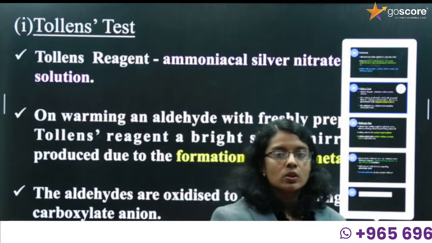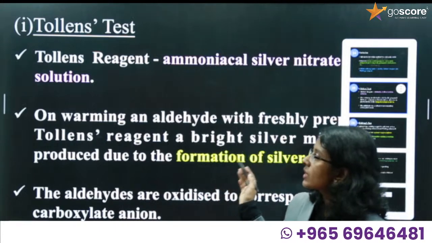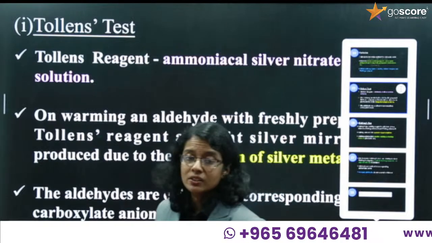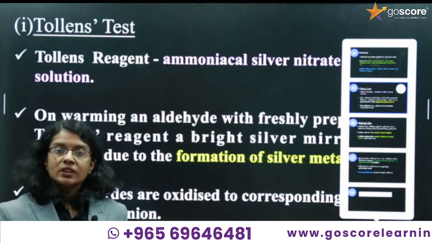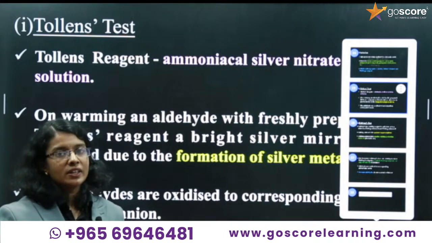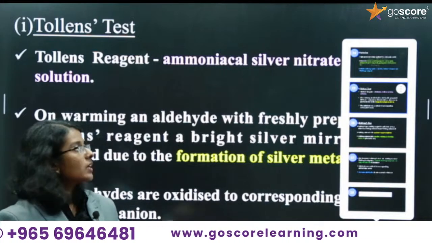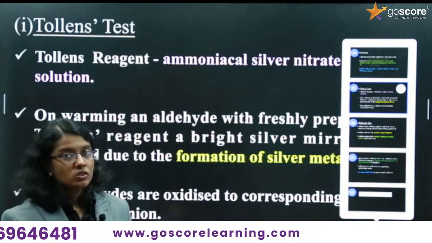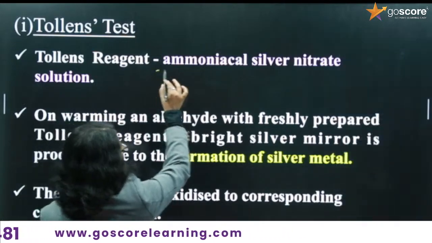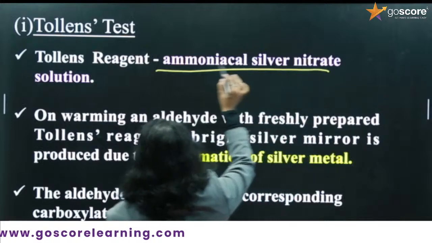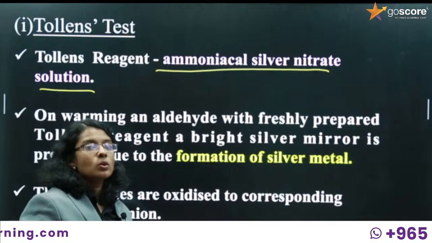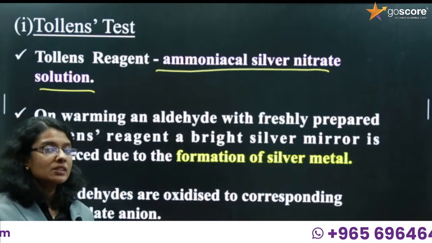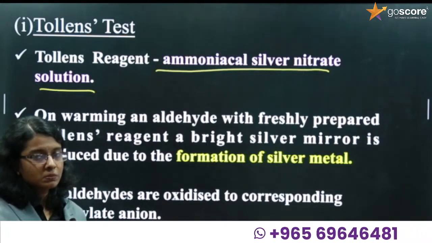Why are we using Tollens' reagent? Actually, Tollens' reagent and Fehling's reagent are used as a distinguishing test for aldehydes and ketones. What is Tollens' reagent? You have to learn this, okay? Ammoniacal silver nitrate solution is called Tollens' reagent.